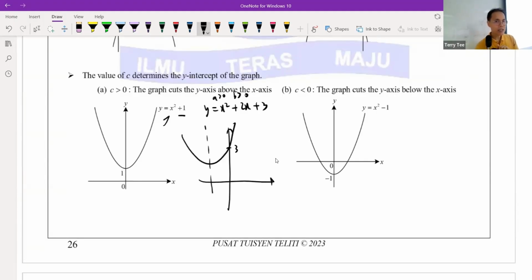Because the example that I gave you here has no b. When there's no b, it is right in the middle. So that means, for example, y equals x squared plus 1 is very straightforward. We say shift up by 1. Y equals x squared minus 1, we say shift down by 1.